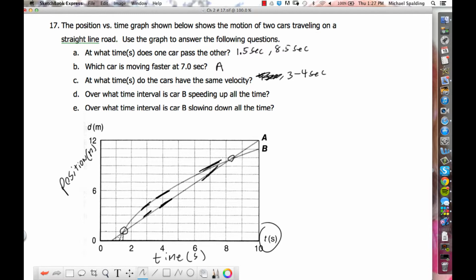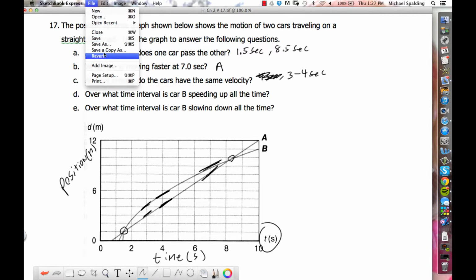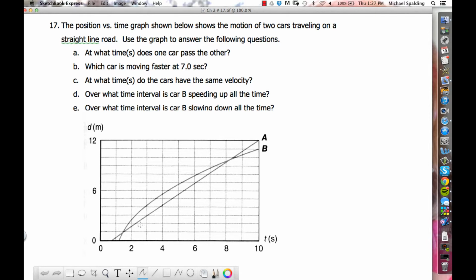It doesn't. Because look, here, for car B, let me revert this. Car B is this graph right there. So the slope starts out like that, right? And then what happens the entire time? The slope is decreasing the whole time. So I think the answer to this is never. Is that the answer in the back? Never. It slows down the entire time.